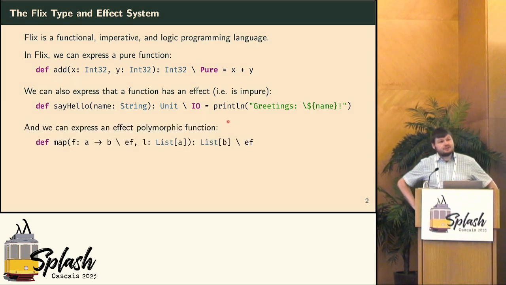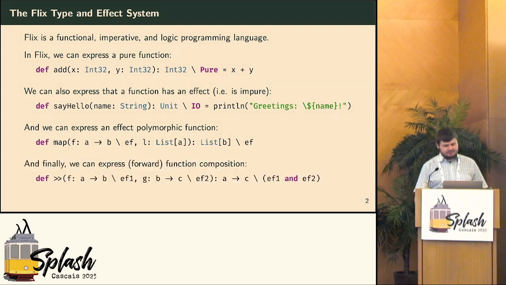We can write functions that are effect polymorphic. That's functions where whether the result of applying the function has an effect depends on its function argument. For example, if you have map and you apply it with a pure function, then that application is pure. If you apply it with an effectful function, then it has that effect. Now, a bit more interesting and specific to this work is function composition. If I have two functions, f and g, and I want to compose them to get a new function, then we get the combination of their effects.